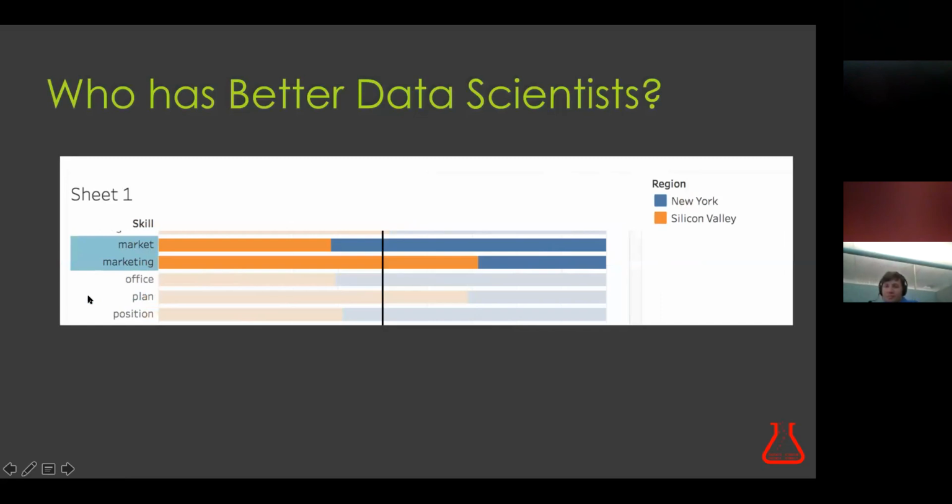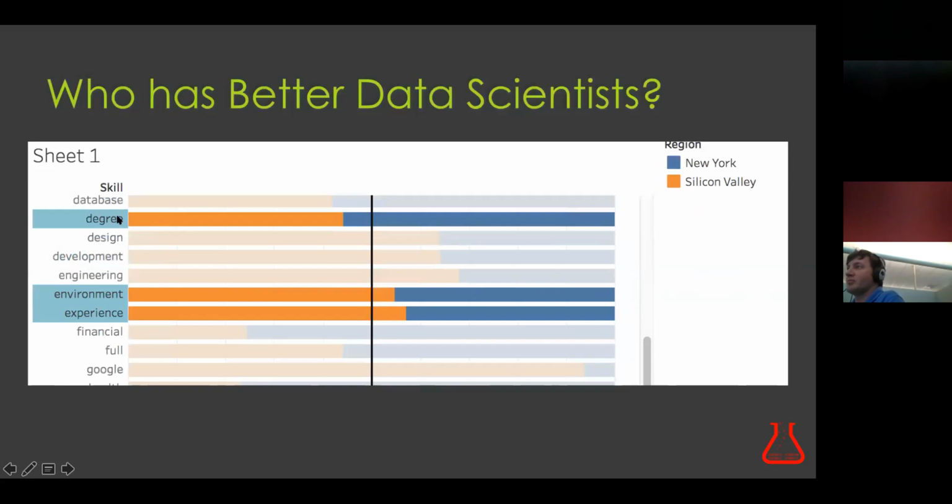When you look at market versus marketing, this really jumps out, where in Silicon Valley there were a lot more mentions of marketing in the context of data science jobs, whereas in New York, the specific word market was mentioned a lot more, where that would apply more to financial markets. Next slide.